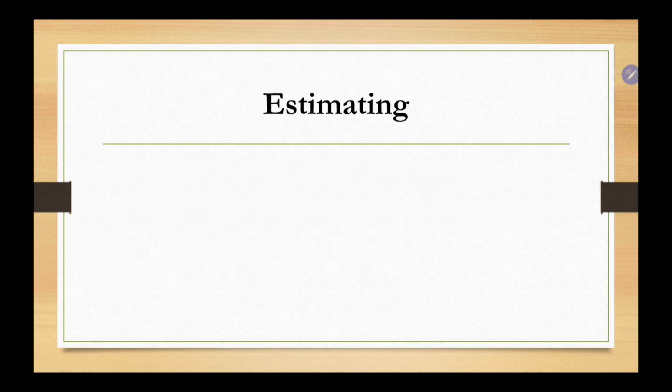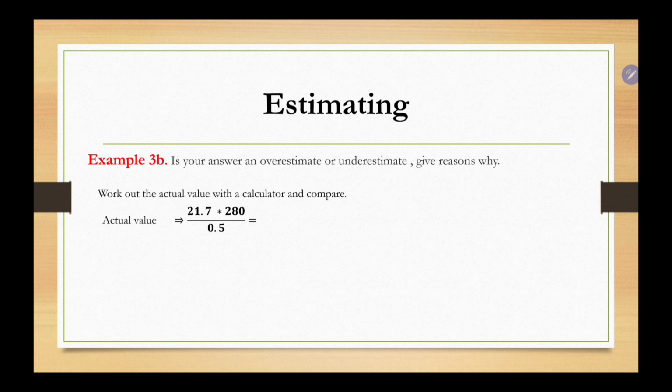Okay, now moving on to the second part of this question. It says, is your answer an overestimate or an underestimate? Give reasons why. Okay, for us to know, we're just going to work out the actual value without estimating, and then we compare both of them. The actual value would be 21.7 times 280 divided by 0.5. If you use your calculators, you would get 12,152 bottles. And this right here shows that our answer was an underestimate.